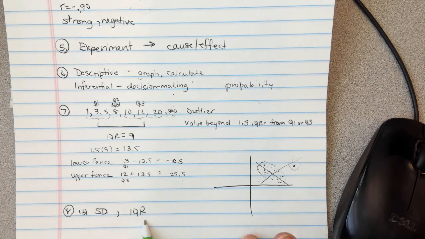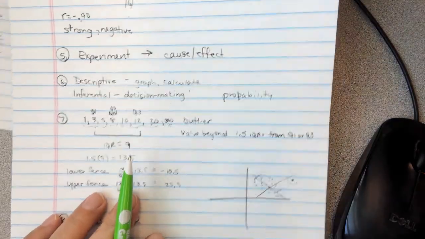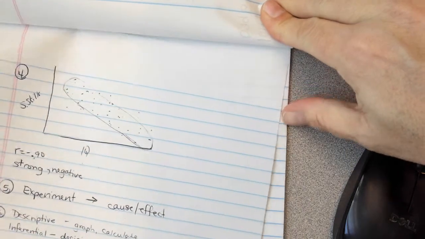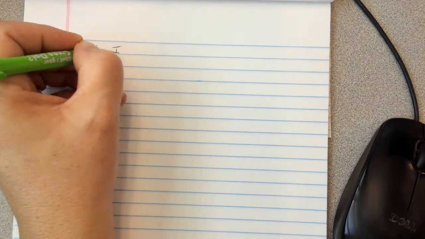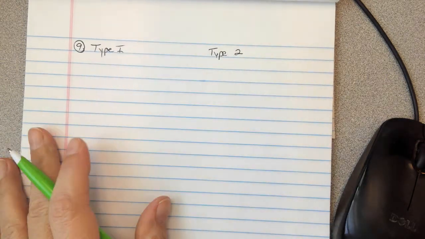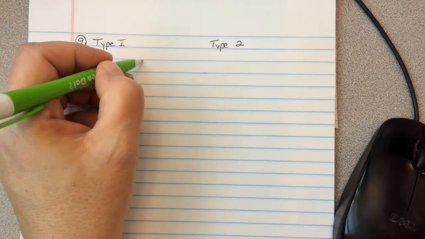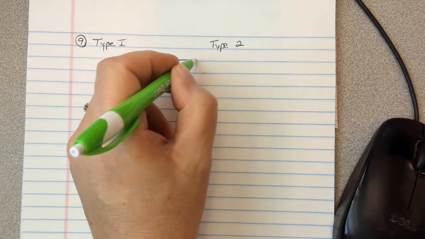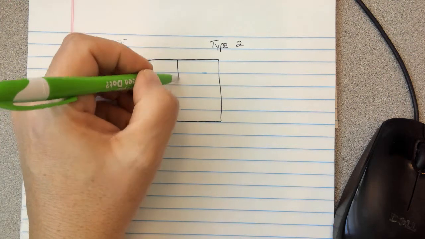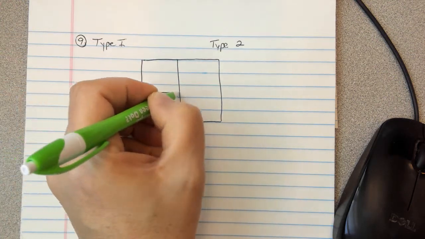Number 9, type 1 and type 2 errors. Okay, there's a great adventure. Type 1 versus type 2. Okay, so in the realm of statistical testing, I like the box, and my class hasn't gotten to the box yet, so this is stuff that we haven't actually gotten to in AP statistics yet this year.